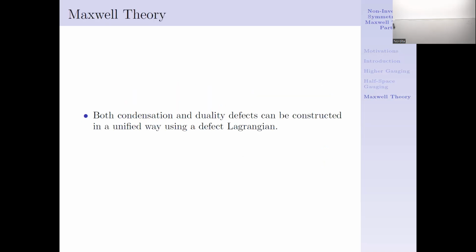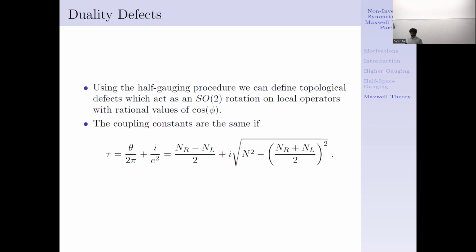Regarding this last class, I didn't understand. Once you fix tau, do you have an infinite number, or is there an infinite number of taus for which there is no... We fix tau. So basically, we have three rational numbers here. We fix theta and e to the fourth, and we have a third rational number, which actually gives all rational numbers of cos phi. So for fixed tau, we have an infinite set of defects acting on local operators as SO2 with rational cos phi.